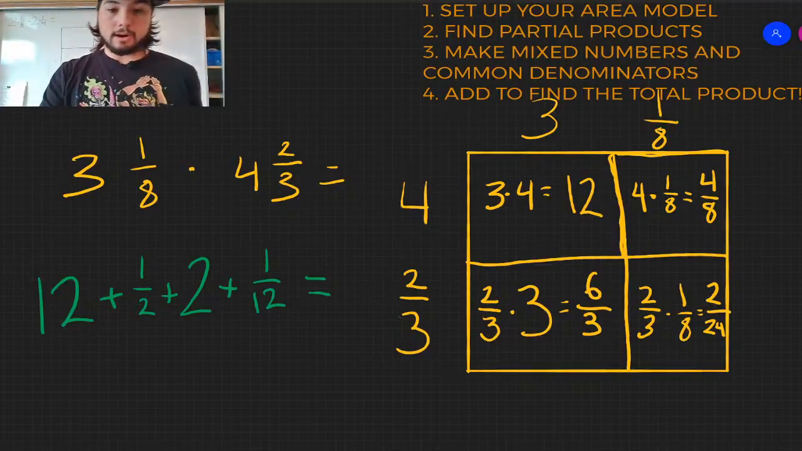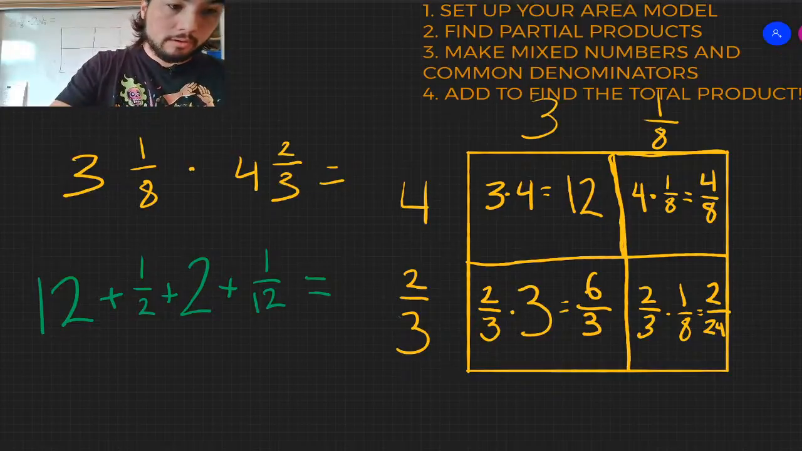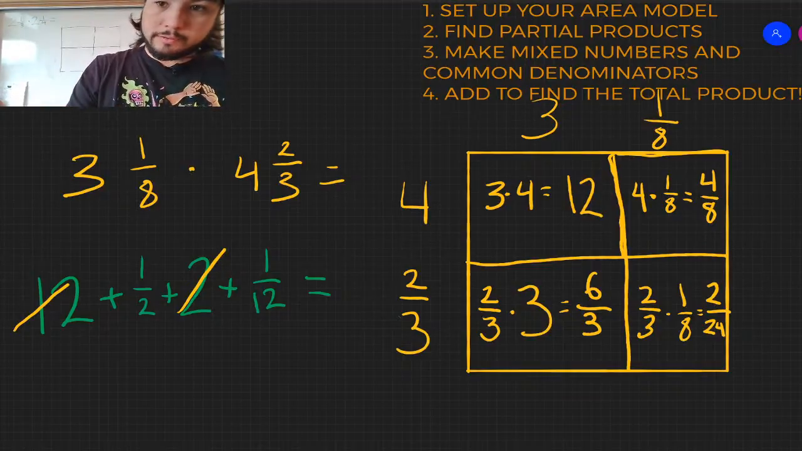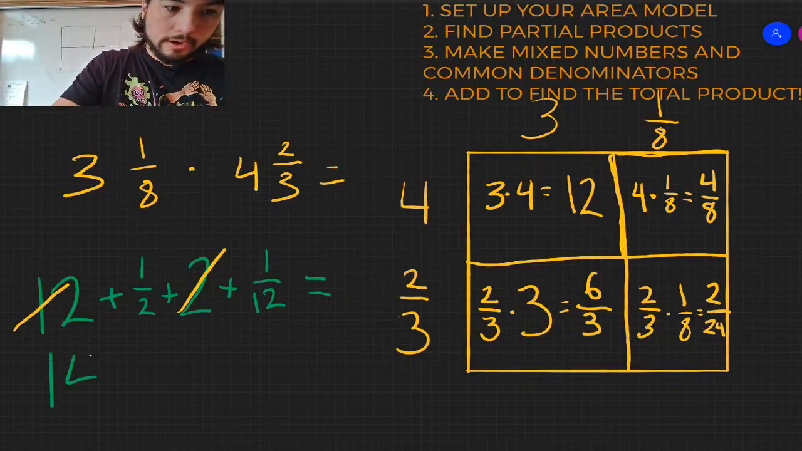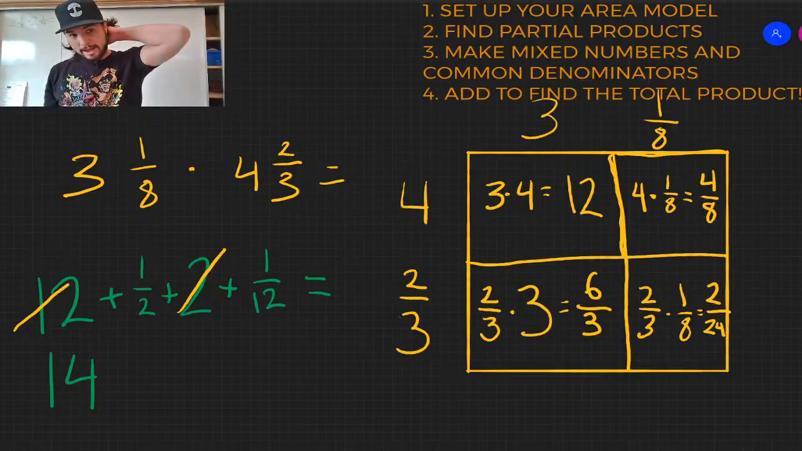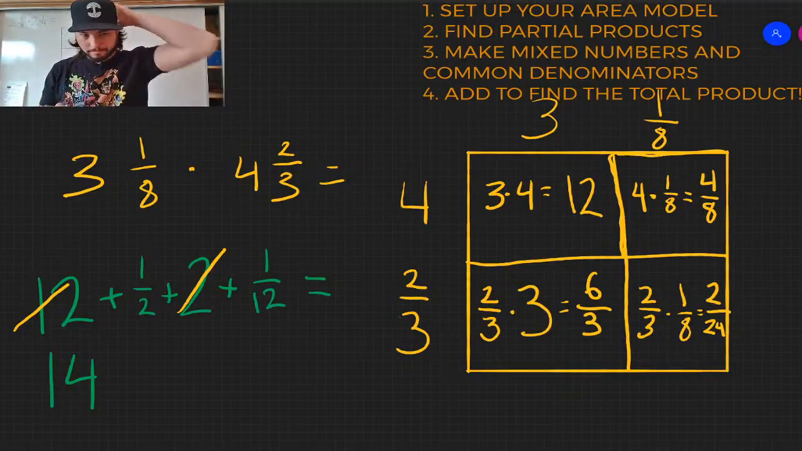Now, let's add our whole numbers. Let's go 12 plus 2. 12 plus 2 is 14, right? So now I have 14 plus 1/2 plus 1/12.